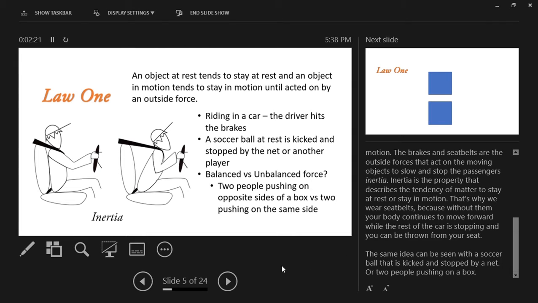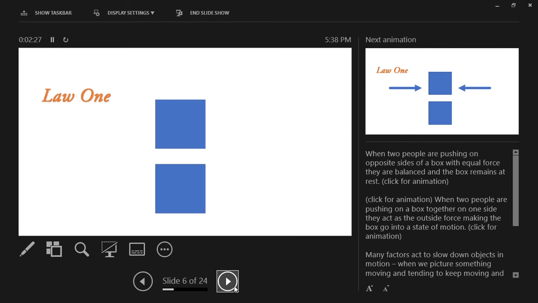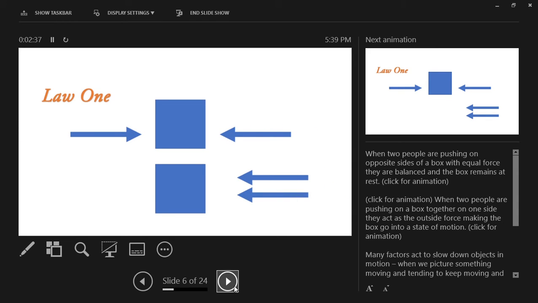The same idea can be seen with a soccer ball that's kicked and stopped by a net, or with two people pushing on a box. When two people are pushing on opposite sides of a box with equal force, they are balanced and the box remains at rest. When two people are pushing on a box together on one side, they act as the outside force, making the box go into a state of motion.